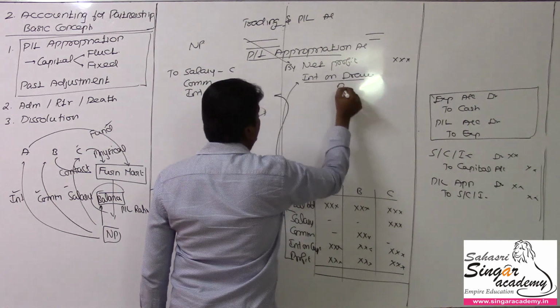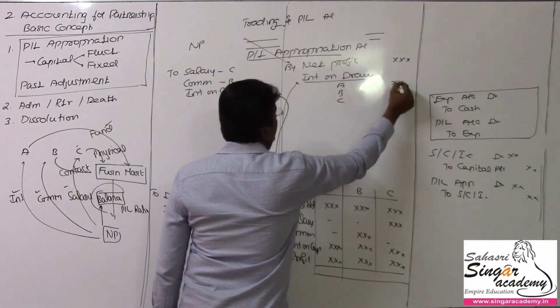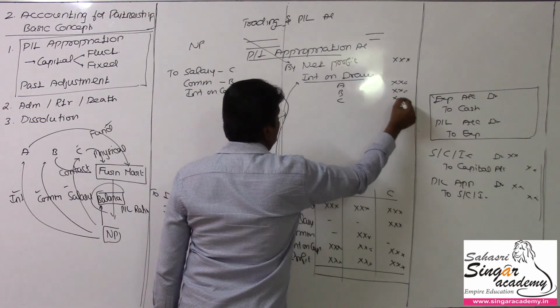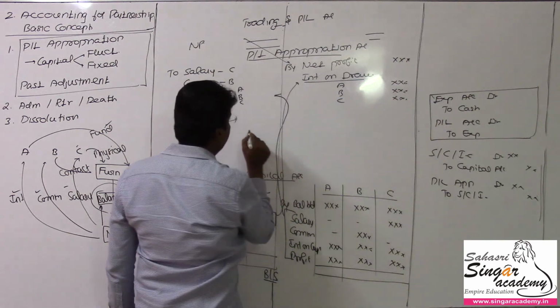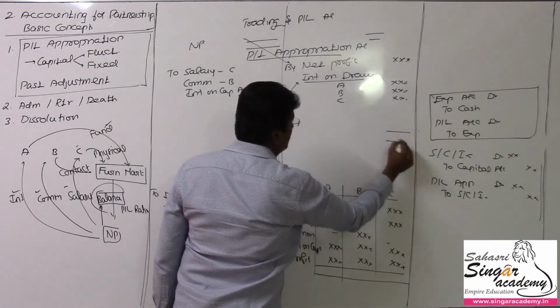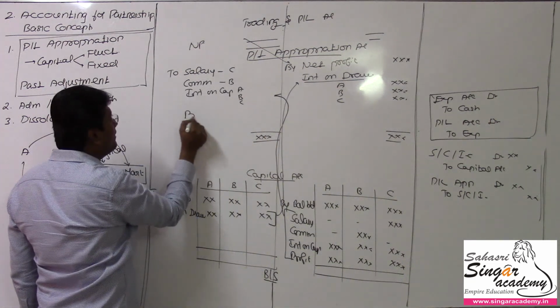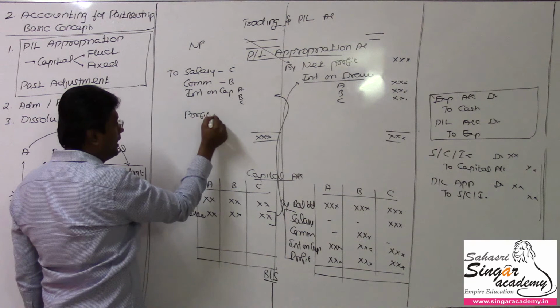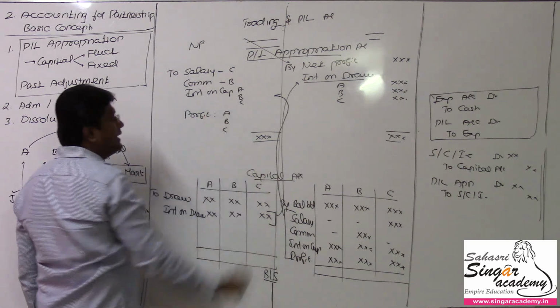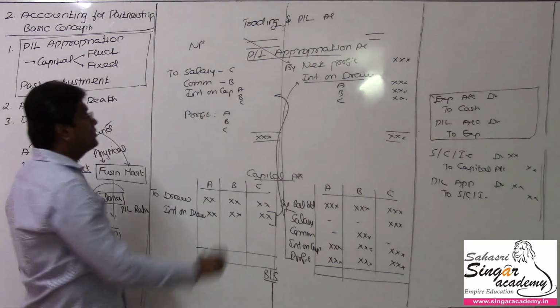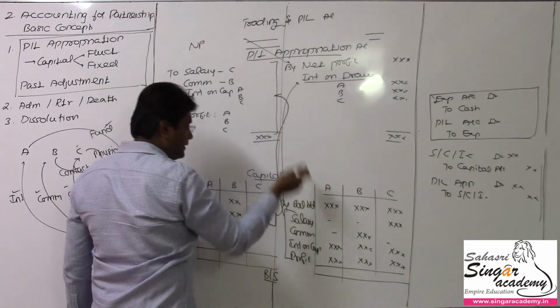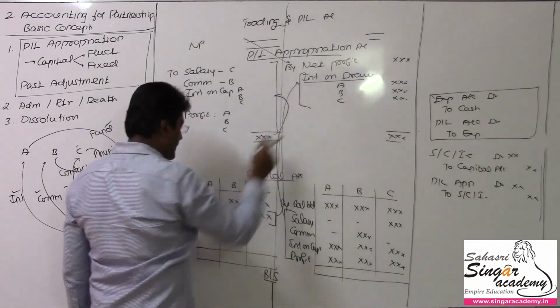Under that, for A, B, C, I have just posted here. Finally, if I tally whatever the balance I get, that is the profit meant for the old partners. That means partners in their own P&L ratio. So this entire thing will be credited in their account. This will be debited in their account.